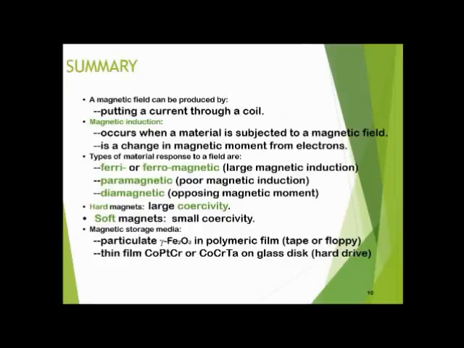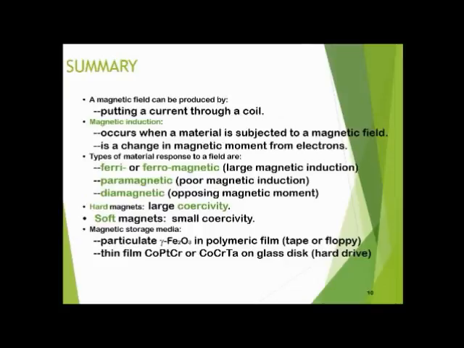So, summing up today's video, we have seen some points: a magnetic field can be produced by putting a current through a coil, and magnetic induction occurs when a material is subjected to a magnetic field, or there is a change in magnetic moment from electrons. We have seen some types of magnetic materials: ferri or ferromagnetic materials have large magnetic induction. Paramagnetic materials have very poor magnetic induction, and diamagnetic materials have an opposing magnetic moment, or you can say very little magnetic moment exists.